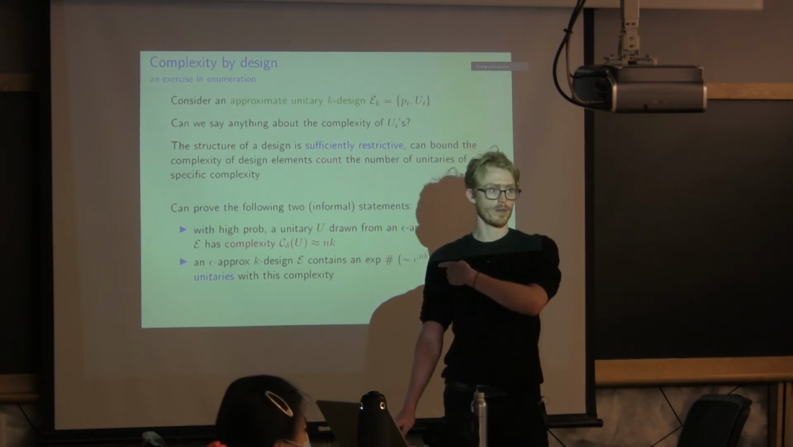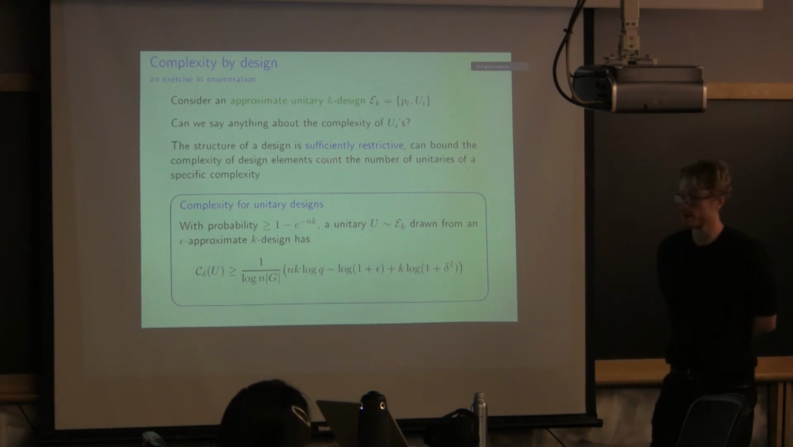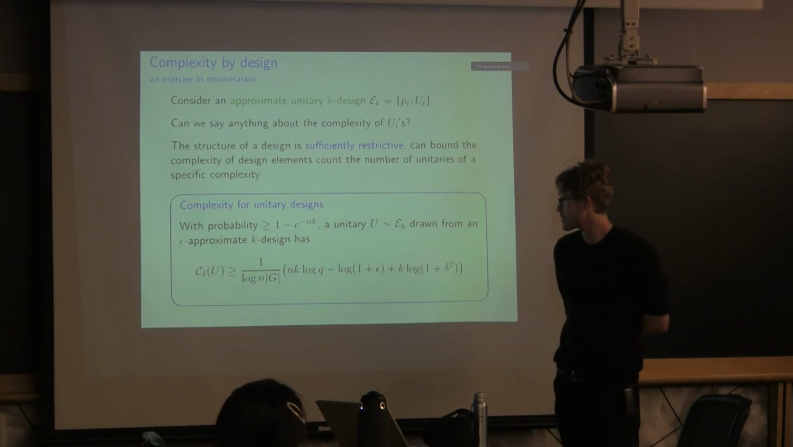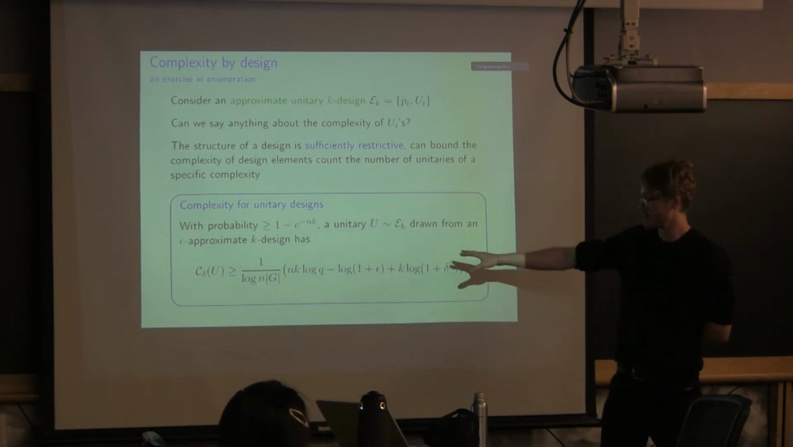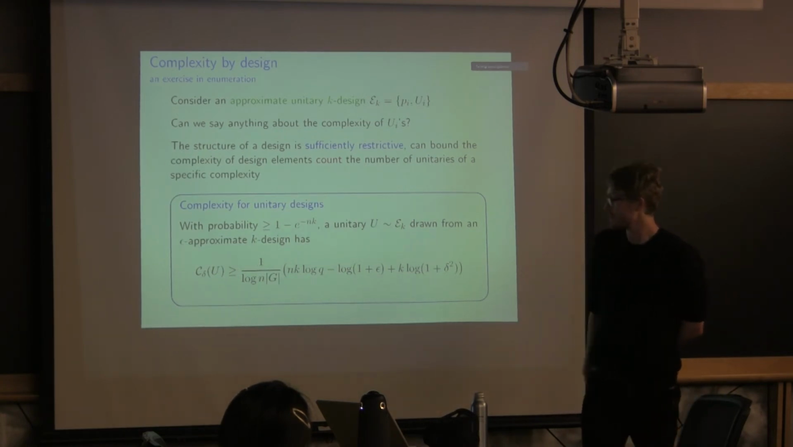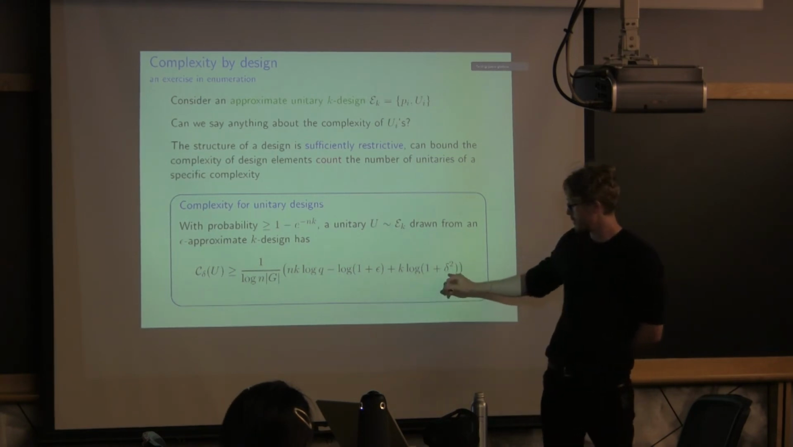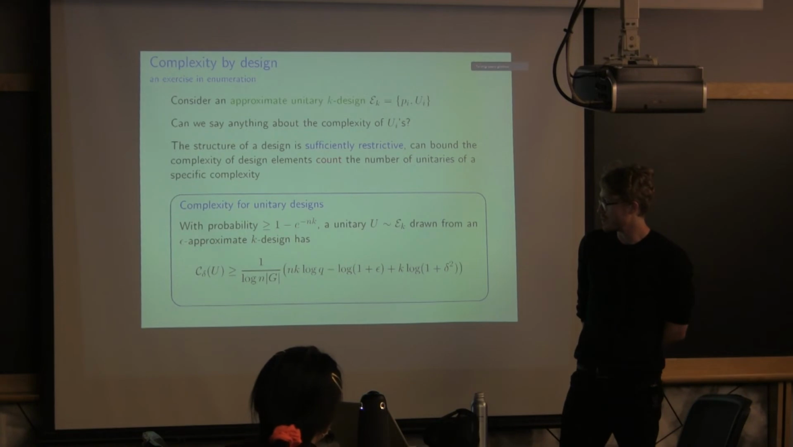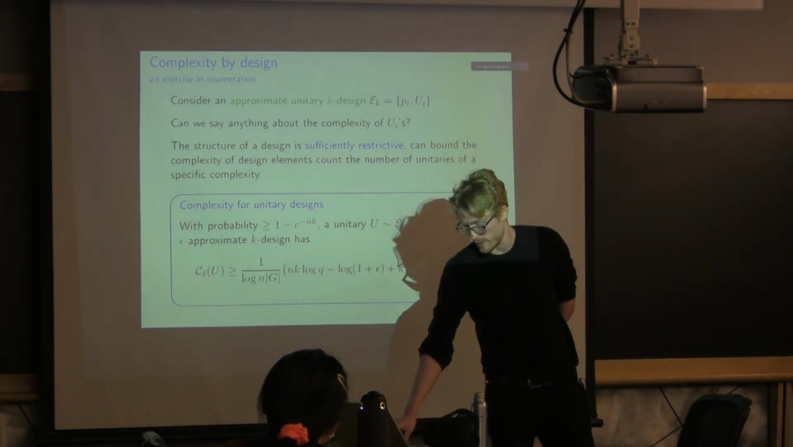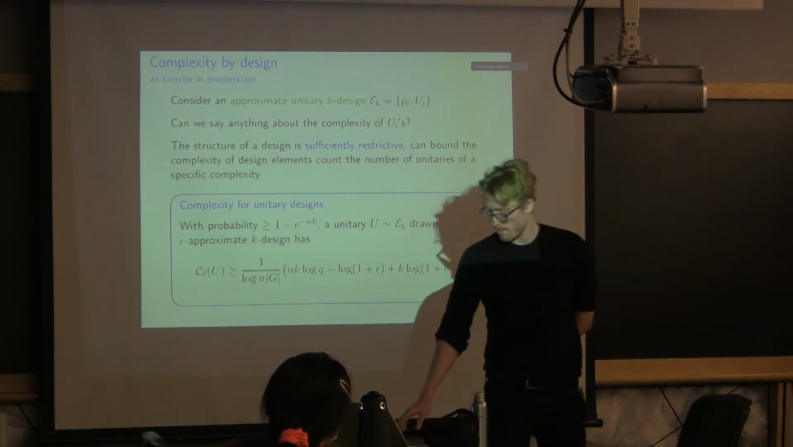Are there any other questions about it? The more precise statement is just that with probability greater than 1 minus something exponentially small, a unitary drawn from a design has complexity lower bounded by this expression. This is just the explicit dependence on the epsilon-approximate design, as well as the delta that appears in the definition of complexity and the gate set you choose. It's all very weak logarithmic dependencies. The important thing to keep in mind is it's just linear in k, which is the degree of the design.